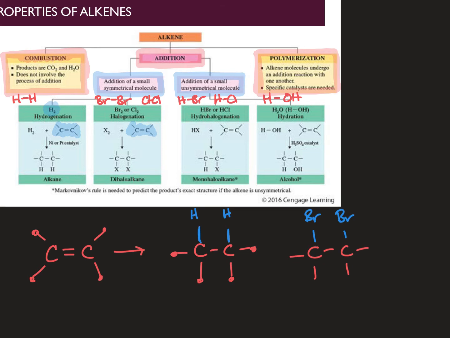Adding the hydrogen, that reaction is called a hydrogenation. What you do is you go from the alkene to the alkane, which has carbon-carbon single bonds. You do have to have a catalyst, and the catalyst is typically nickel or platinum. Palladium is also an option.